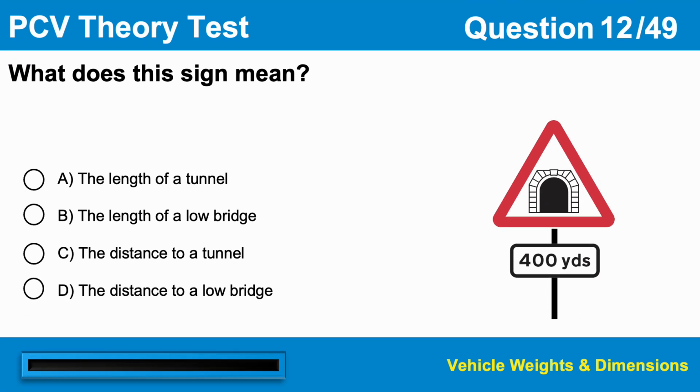Question 12. What does this sign mean? A. The length of a tunnel. B. The length of a low bridge. C. The distance to a tunnel. D. The distance to a low bridge.